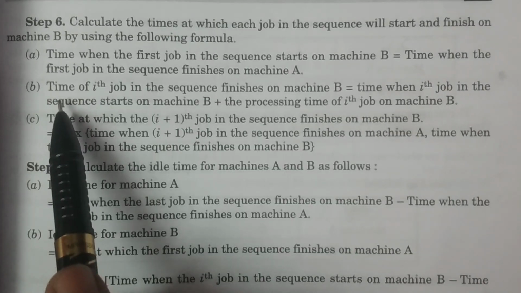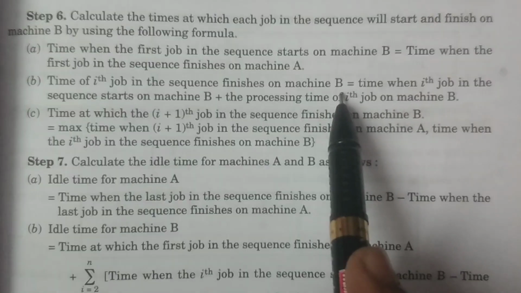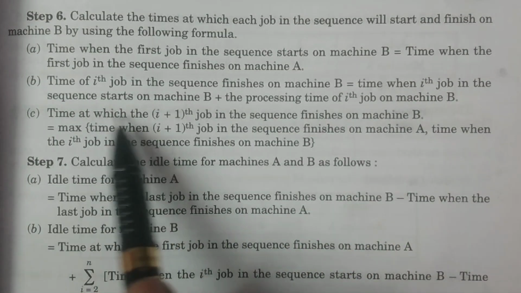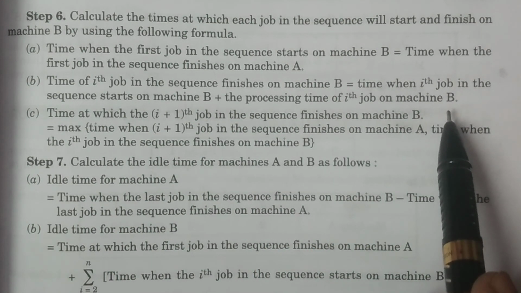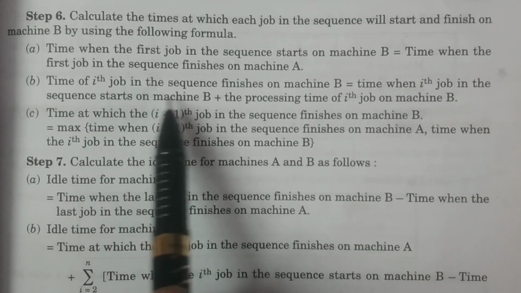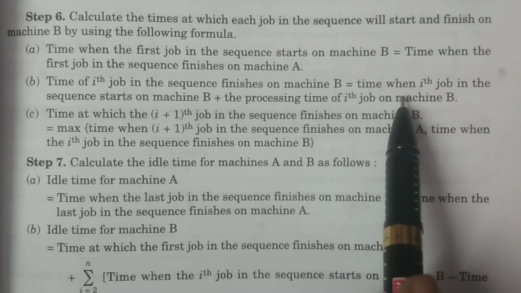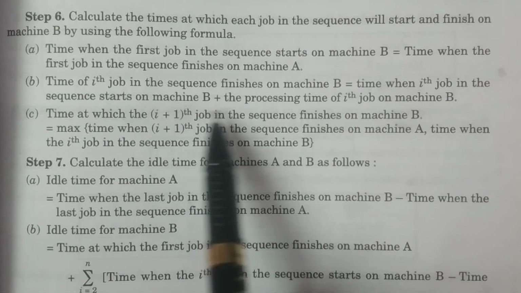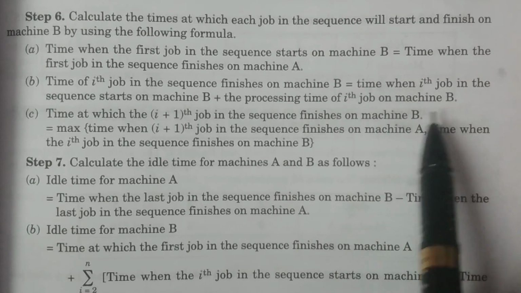The next one: the time at which the ith job in the sequence finishes on machine B is nothing but the time when the ith job in the sequence starts on machine B plus the processing time of the ith job on machine B. Right, clear? This is the second formula.